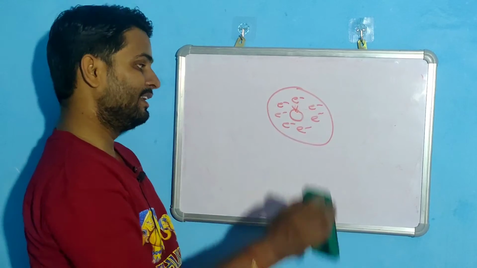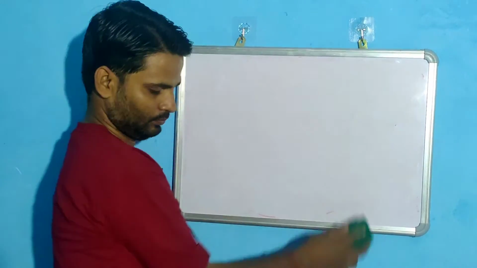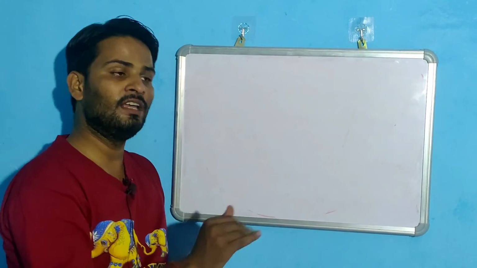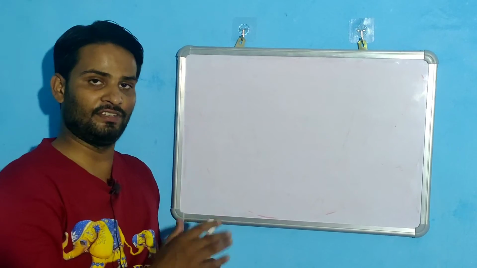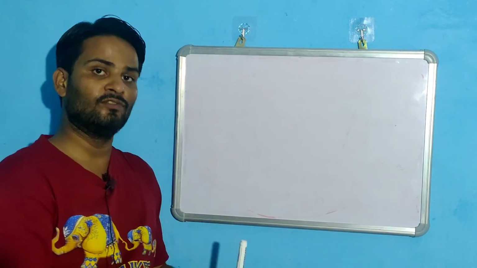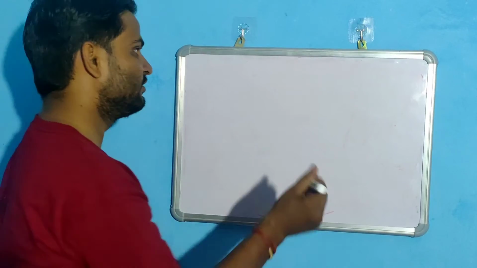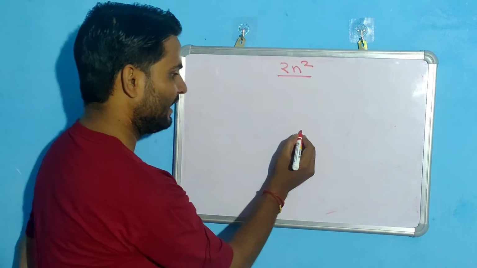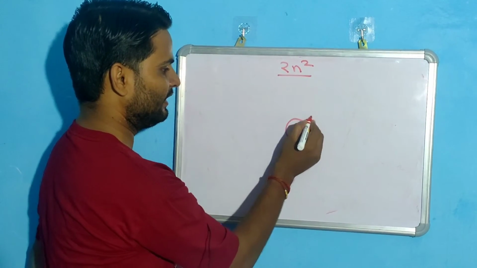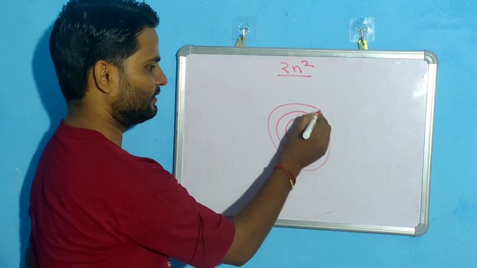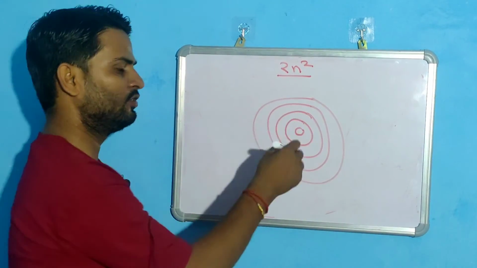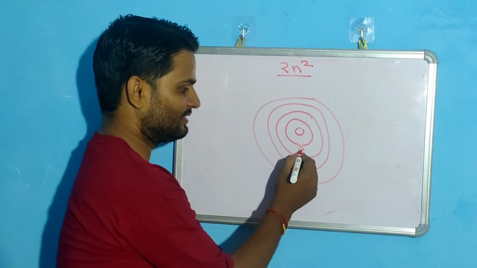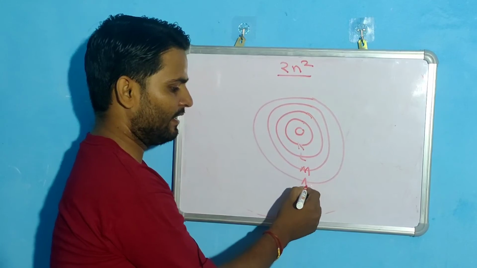At that point comes Niels Bohr. Niels Bohr said that electrons revolve around the nucleus, but they revolve in different fixed energy levels. The number of electrons that can revolve in each energy level is fixed by a formula known as 2n squared. So around the nucleus there are various energy levels, known as K, L, M, and N.